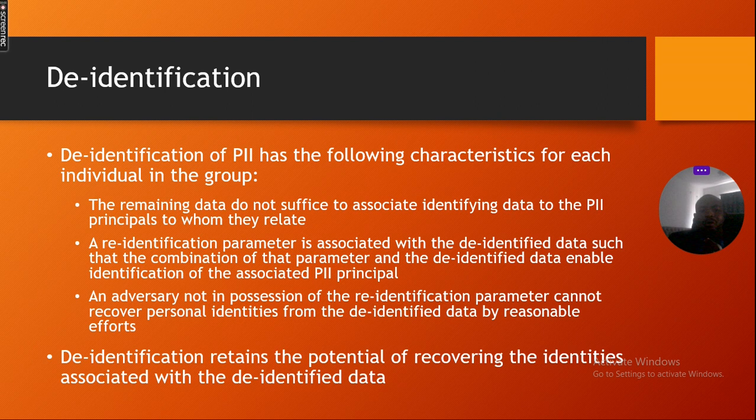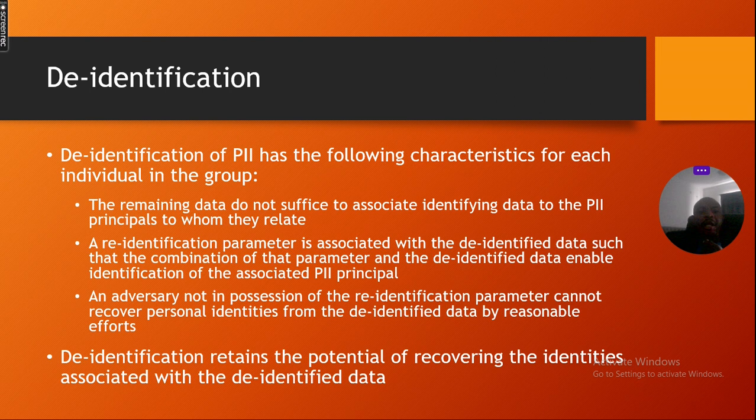Now, first and foremost, one of the characteristics that the de-identification has is that the remaining data do not suffice to identify the data to the personally identifiable principal to whom they relate. So after you've removed some, like you remove the person's name, address, zip code, and social security number, what is remaining is probably not enough for the public to identify the owners of this information. So technically you are de-identifying the information. Okay? So that's one characteristic of de-identification.